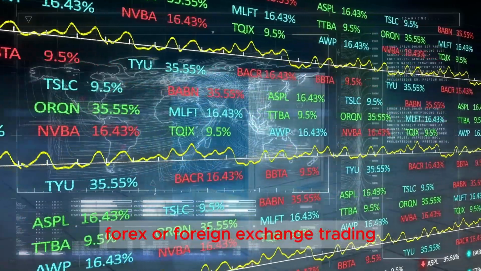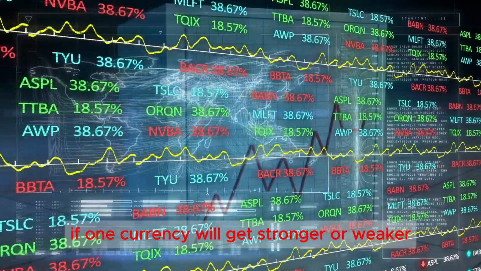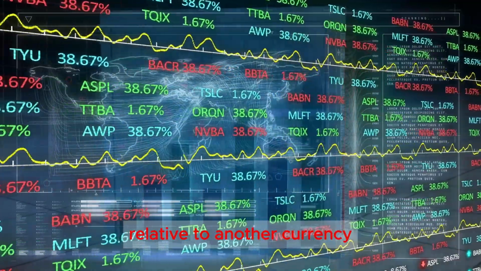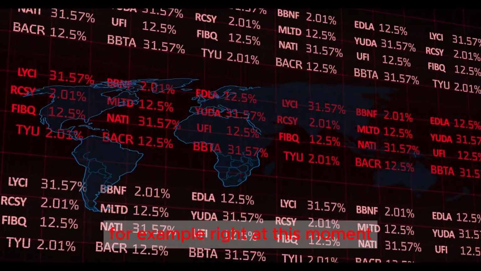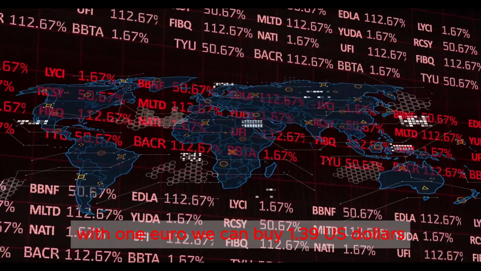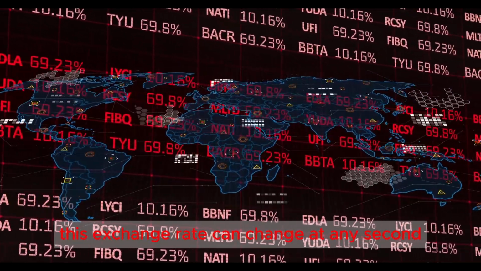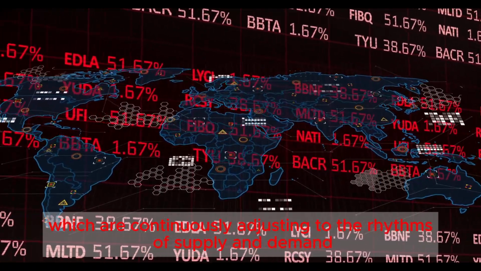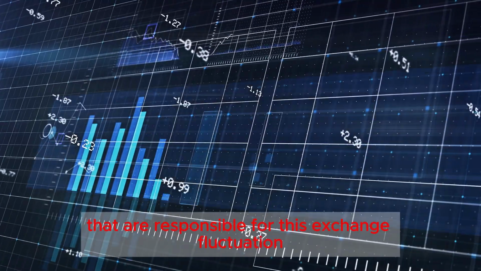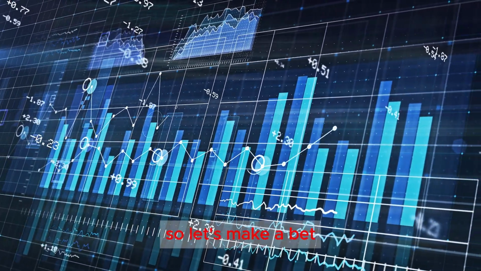Forex, or foreign exchange trading, is the activity where you can bet if one currency will get stronger or weaker relative to another currency. For example, right at this moment, with €1, we can buy 1.39 US dollars. This exchange rate can change at any second. It is the banks which are continuously adjusting to the rhythms of supply and demand that are responsible for this exchange fluctuation. So let's make a bet.